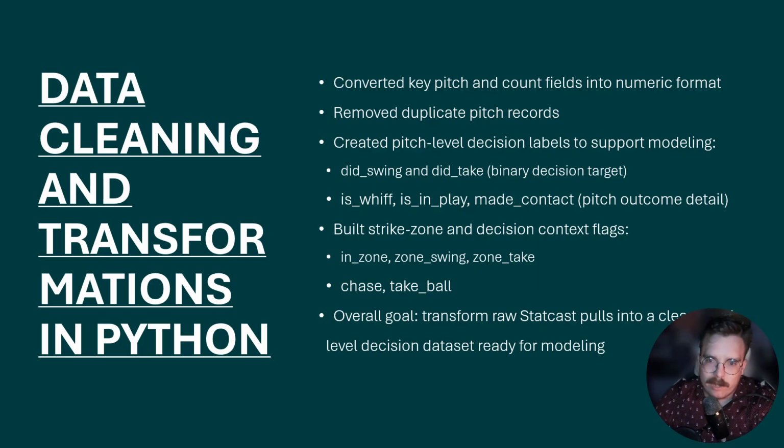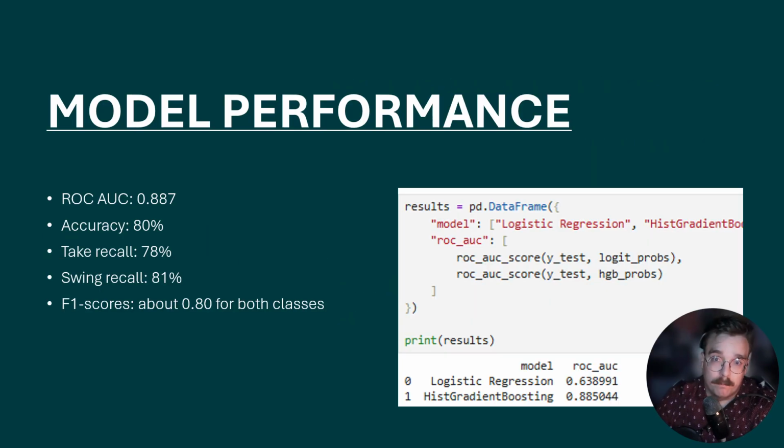Then I created strike zone and decision flags, including in_zone, zone_swing, zone_take, chase, and take_ball. These helper columns were important because they allowed me to move beyond pitch outcomes and describe pitch decisions in context. The overall goal of this step was to turn raw StatCast data into a clean pitch level decision dataset that was ready for modeling. The final model performed well.